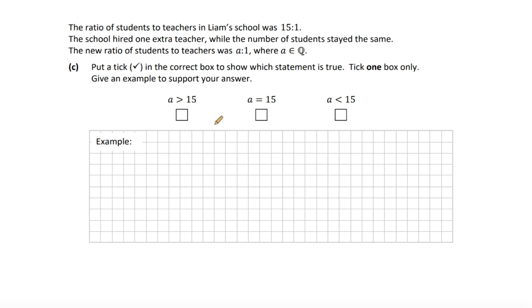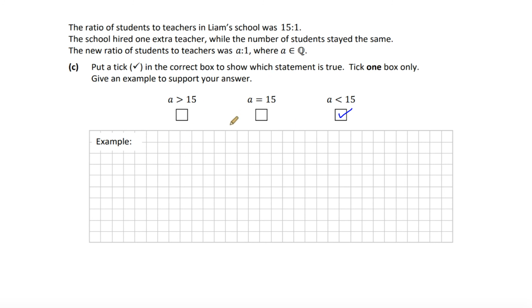and then give an example to support. Okay, so as we said, if the number of students stays the same, but they hire an extra teacher, that means the ratio of students to teacher would decrease, okay? Which means your A value here would be a number smaller than 15. So this is the box here.